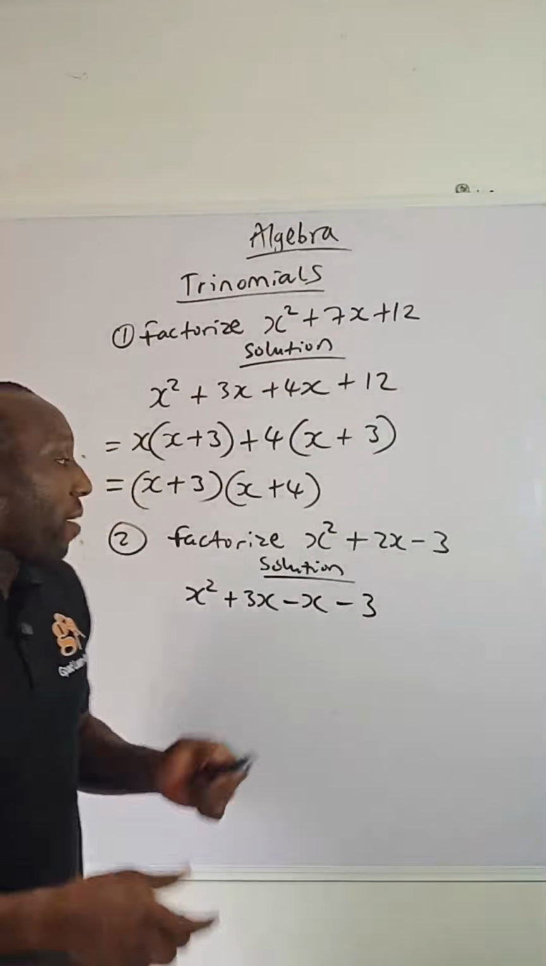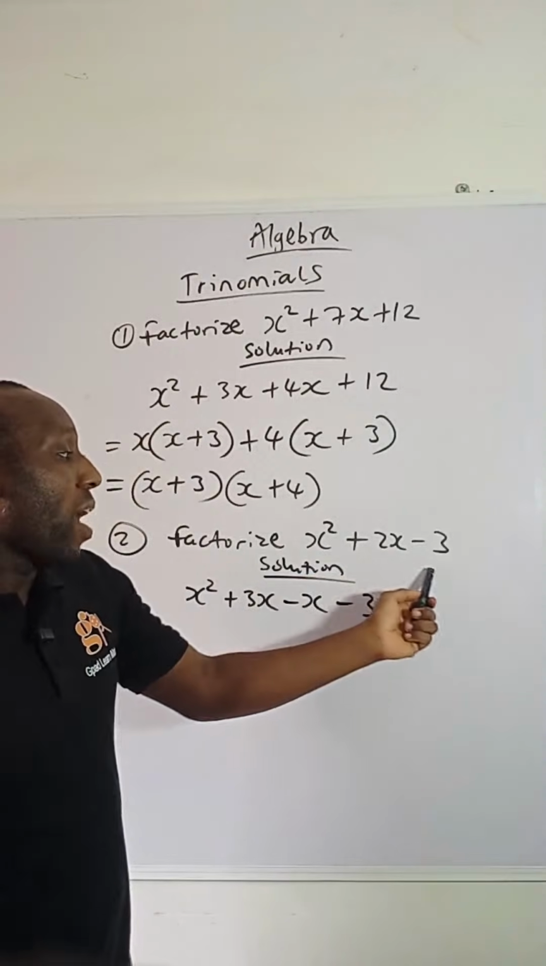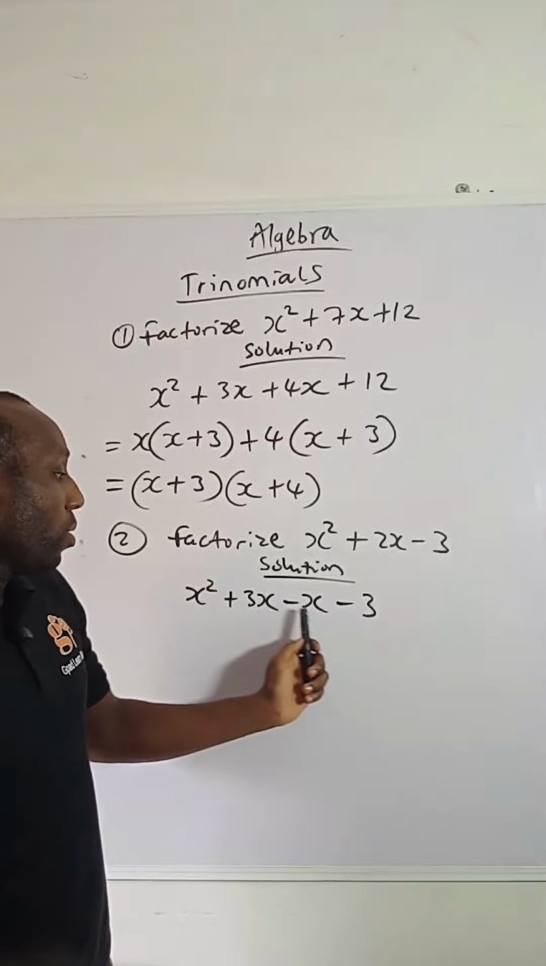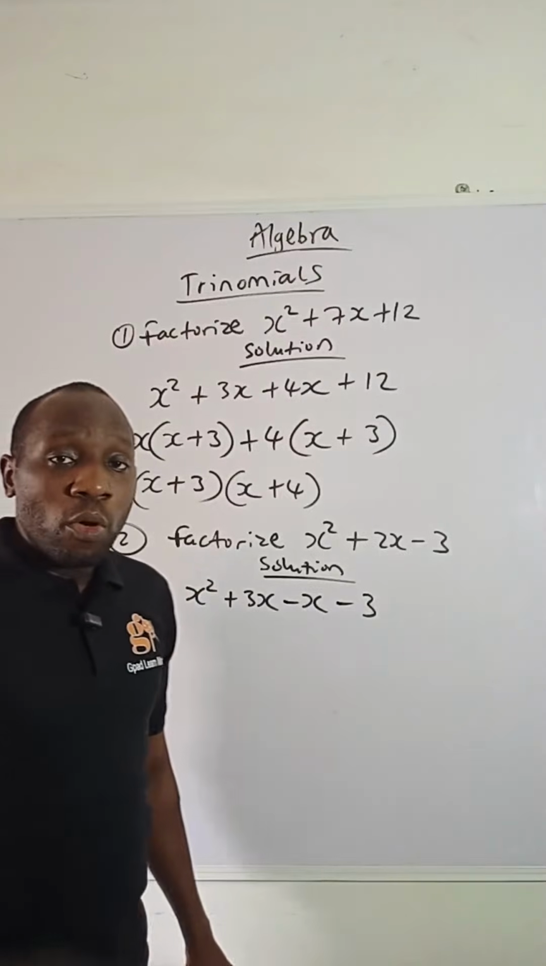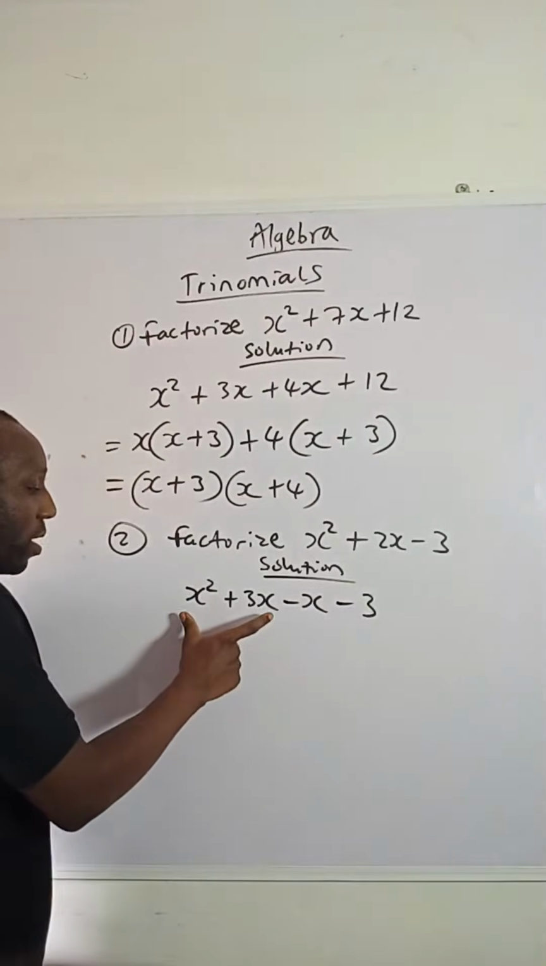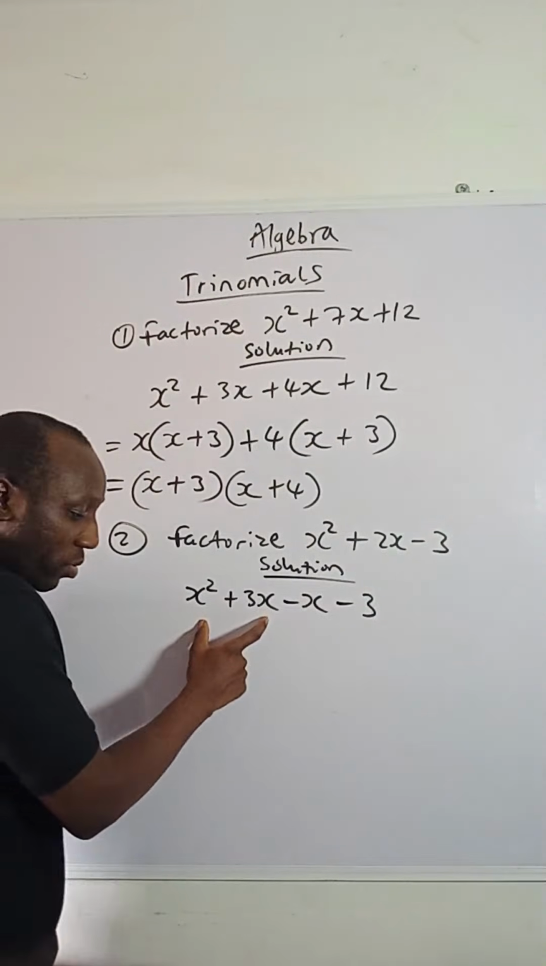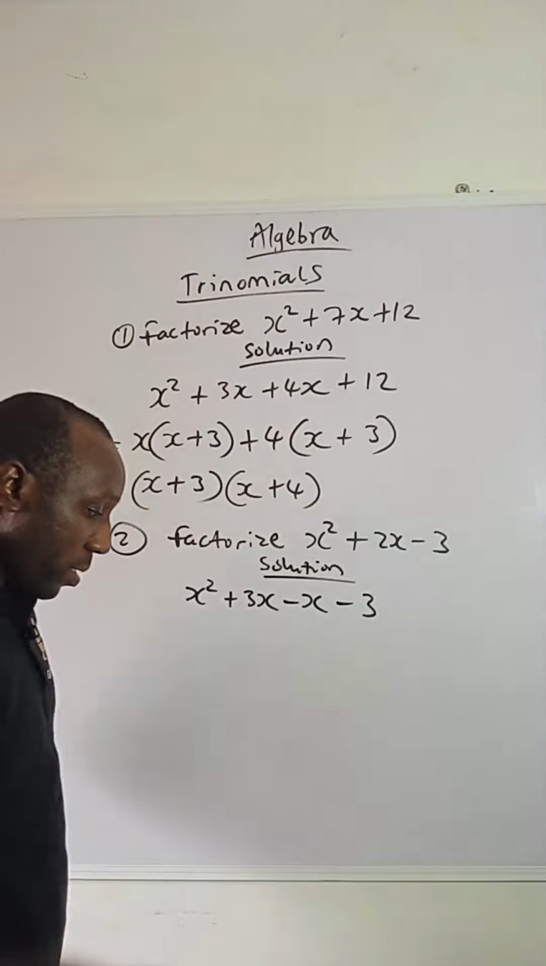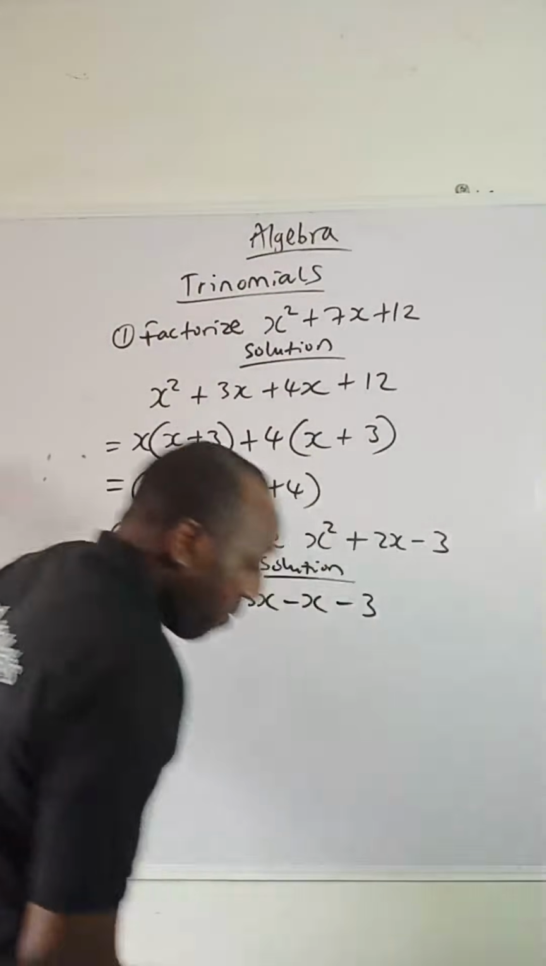So can you see how I have moved it, or I have changed it from trinomials to 4 terms? 1, 2, 3, 4. The sole reason of doing this is to be able to factorize in twos. You pick the first 2 terms, you factorize. You pick the last 2 terms, you also what? Factorize. Is that okay? Very good.